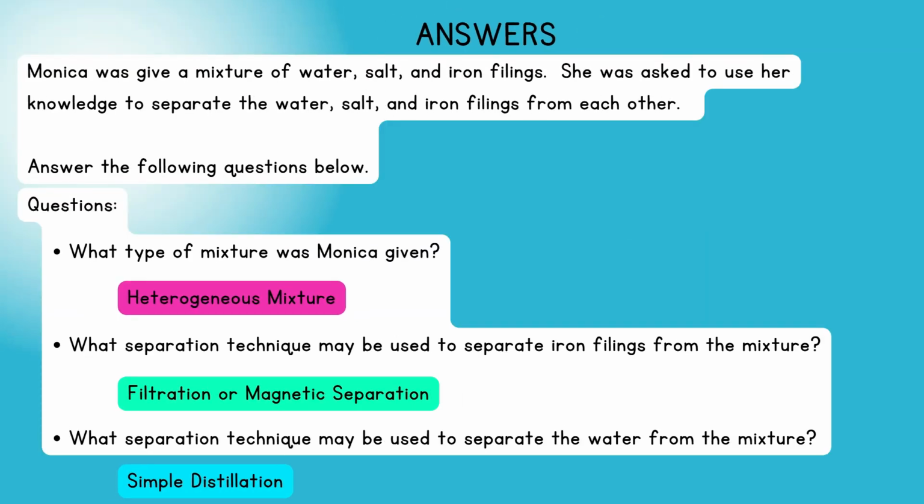Congratulations, I knew you could answer these questions. The mixture that Monica was given was a heterogeneous mixture. To separate the iron filings from the mixture, one could use filtration or magnetic separation. And finally, the separation technique that may be used to separate the water from the mixture may be simple distillation.